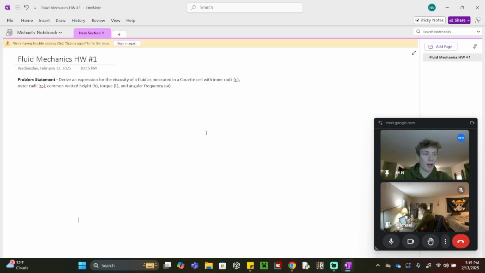Our problem statement is: derive an expression for the viscosity of a fluid as measured in a cuvette cell with inner radii, outer radii, common wetted height, torque, and angular frequency. So the first thing I'm going to do is draw a diagram to better understand the problem. So let's label this. Forgive my handwriting here.